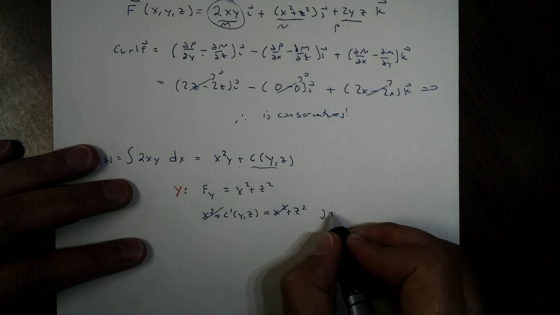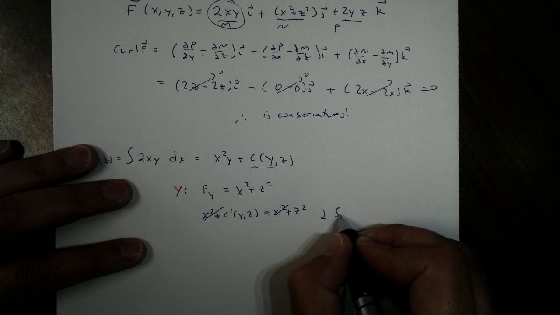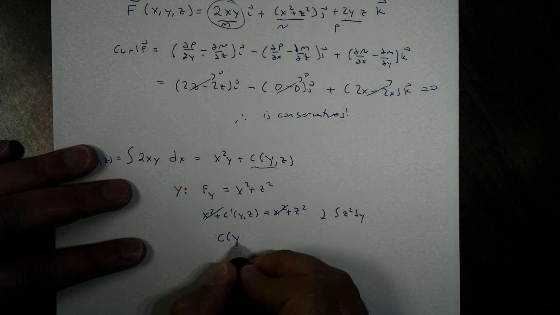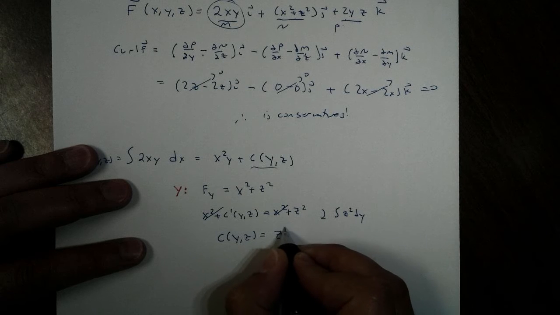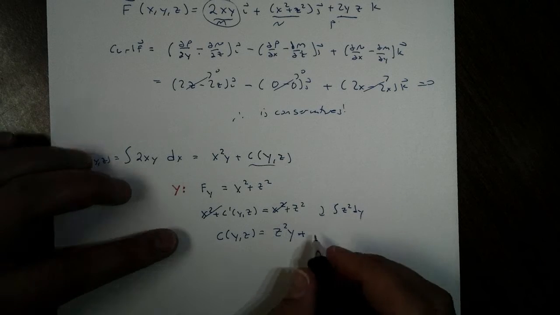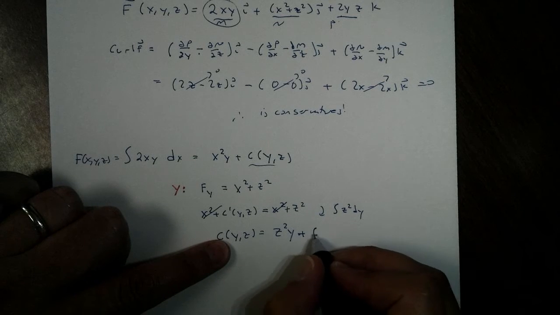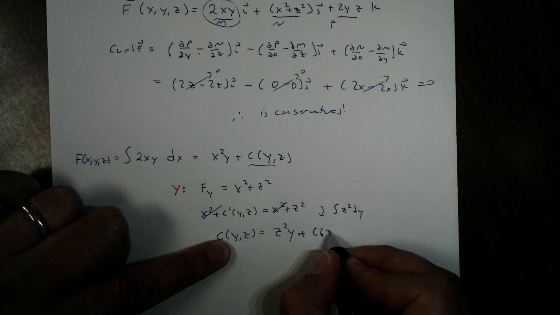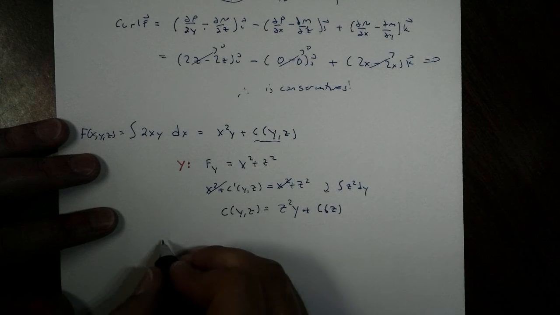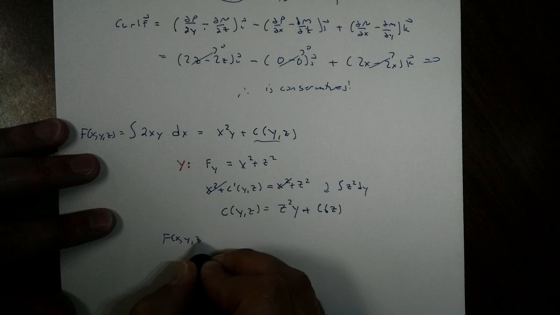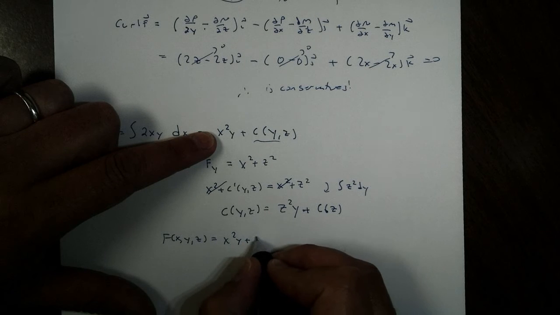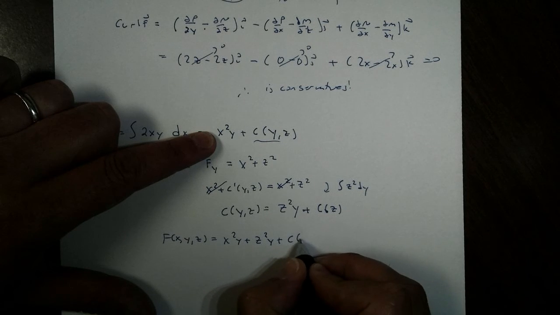Remember, I'm integrating with respect to y, so we're going to integrate z squared dy, and that's going to give me c of y, z equals z squared y, plus another constant, but this time my constant is in terms of z. So now my function is the following: f of x, y, z equals x squared y plus z squared y plus c of z.